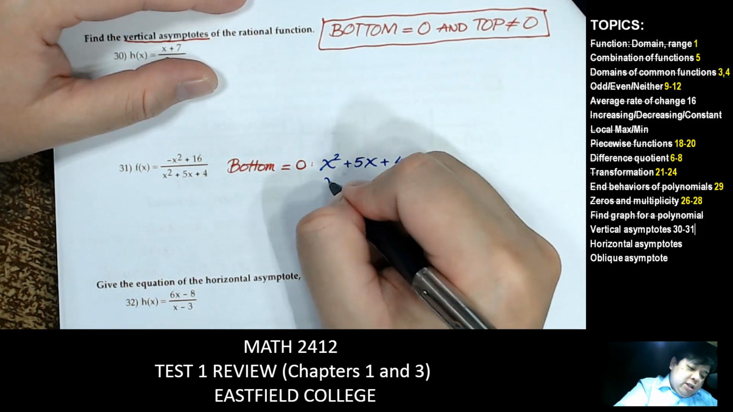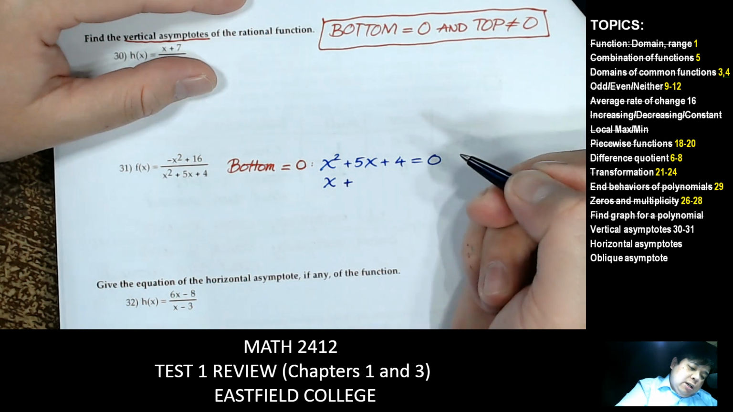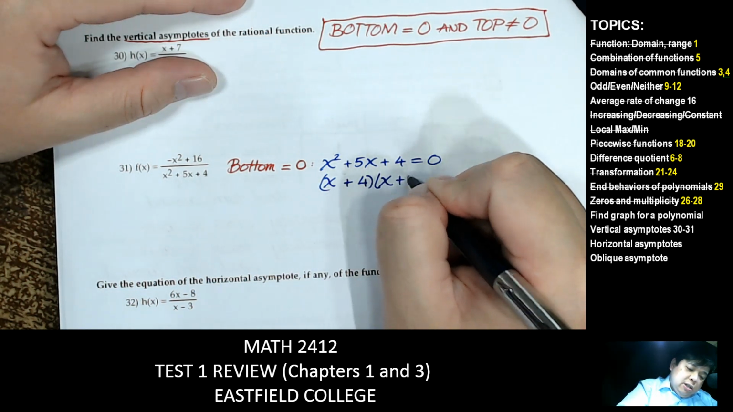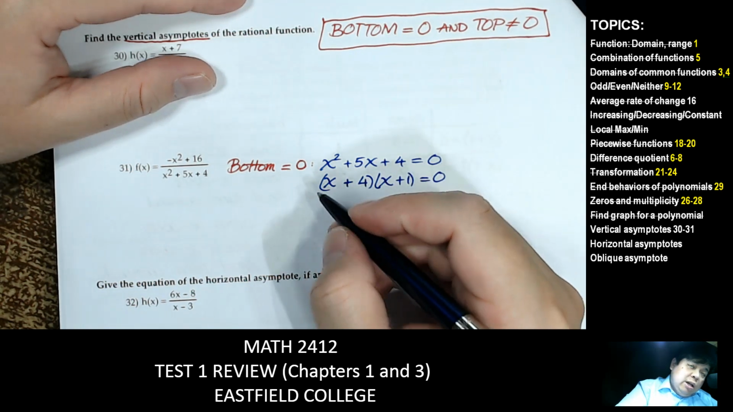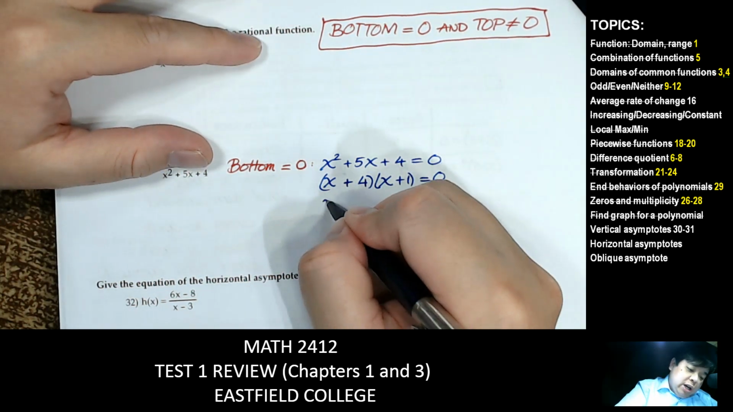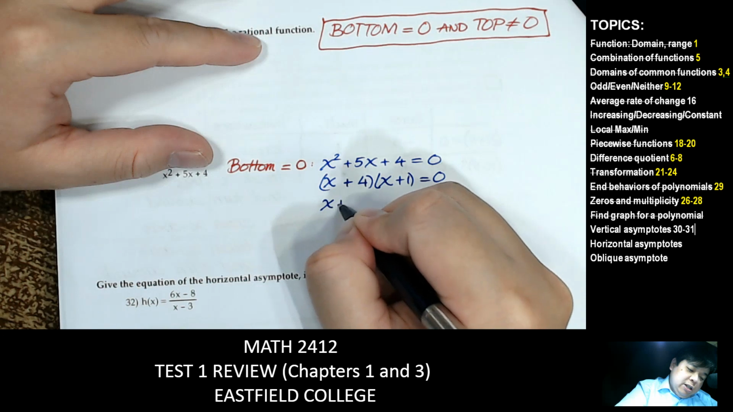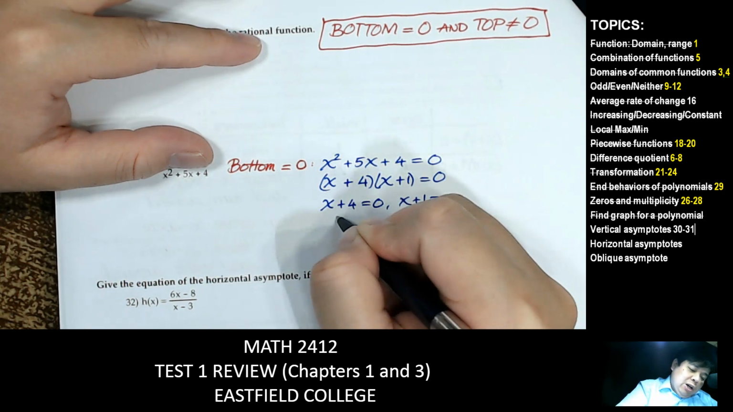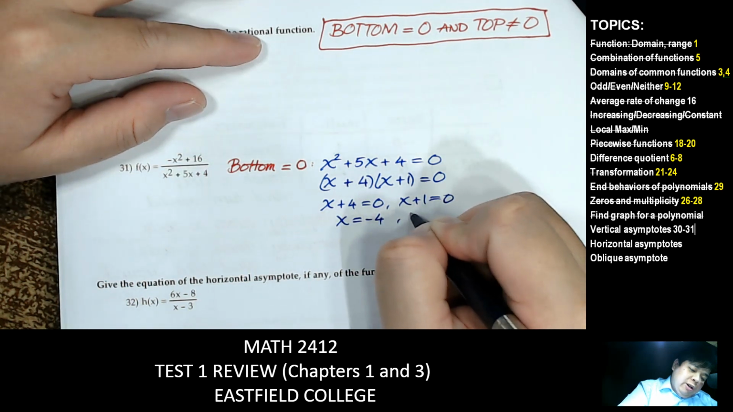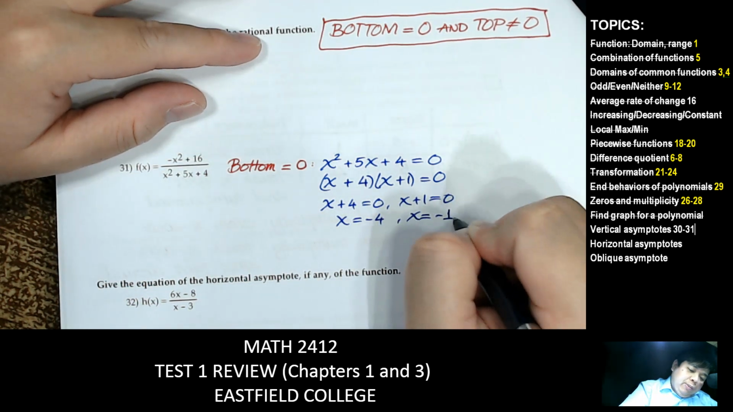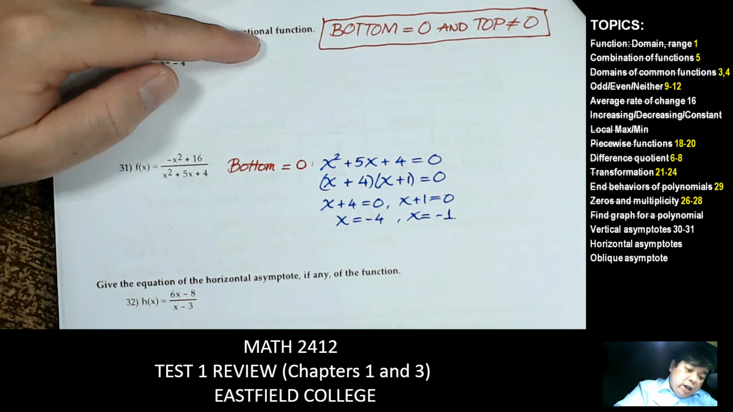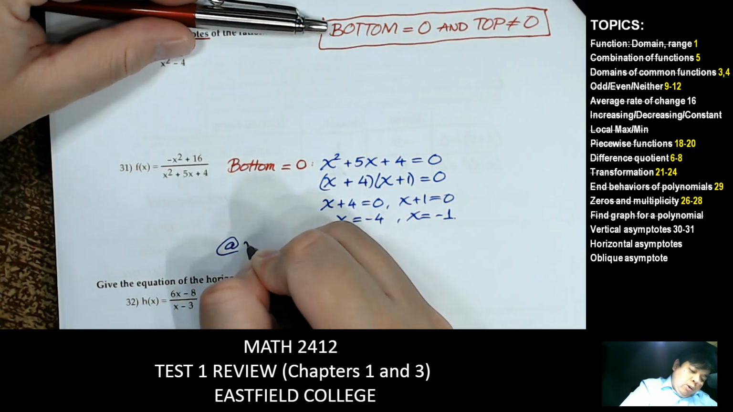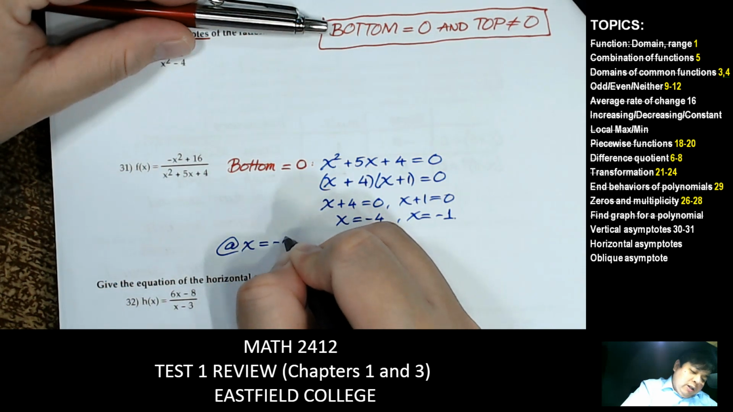If we solve for x, it looks like we can factor like this. Of course, I showed you how to use the calculator to do this. So I have x equal to negative 4, x equal to negative 1. Next, we will check when x equals negative 1.